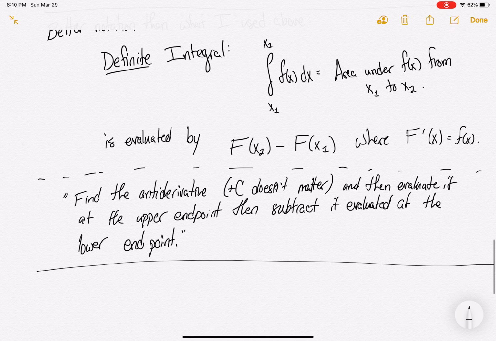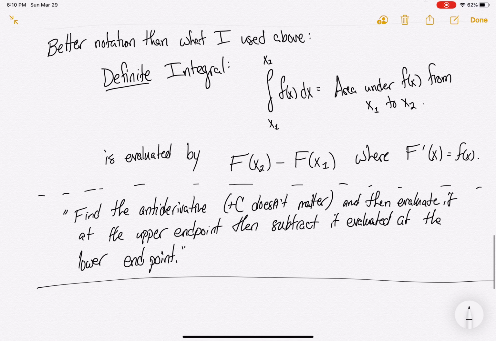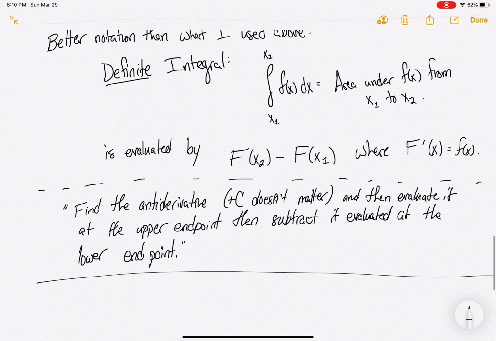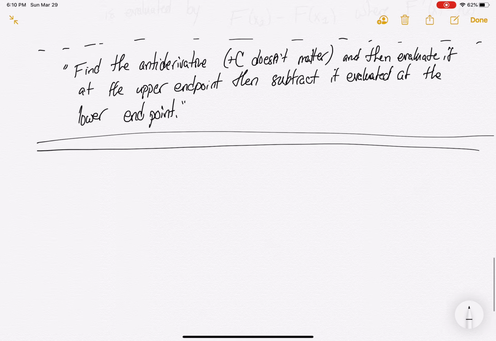This is the heuristic you want to follow. It's just this thing in quotation marks. If you're looking for the exact area under a curve, you find the antiderivative and then evaluate it at the upper endpoint, then subtract it evaluated at the lower endpoint. This is what the fundamental theorem of calculus says. So let's just evaluate some definite integrals first, and then we'll take some word problems where it asks us to find areas.